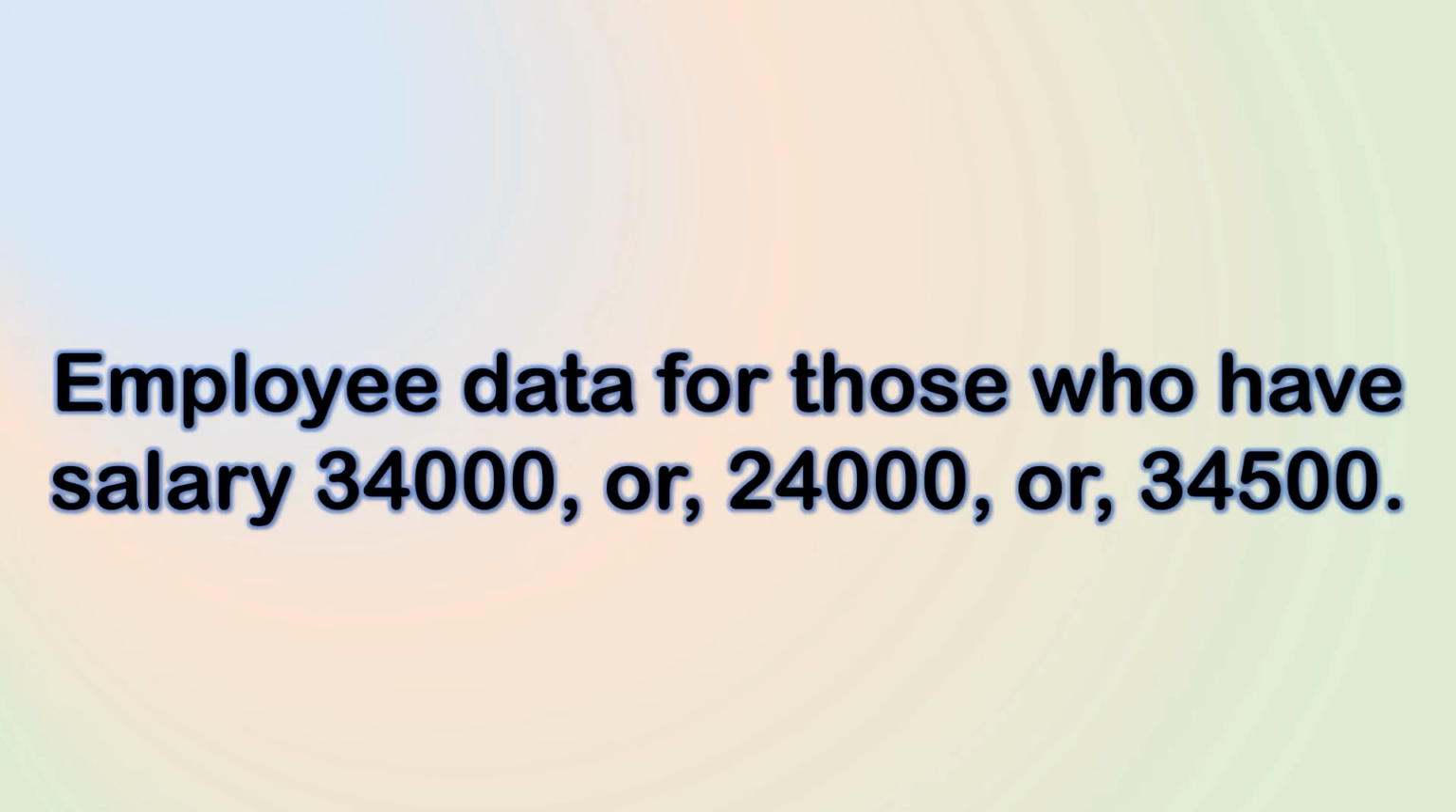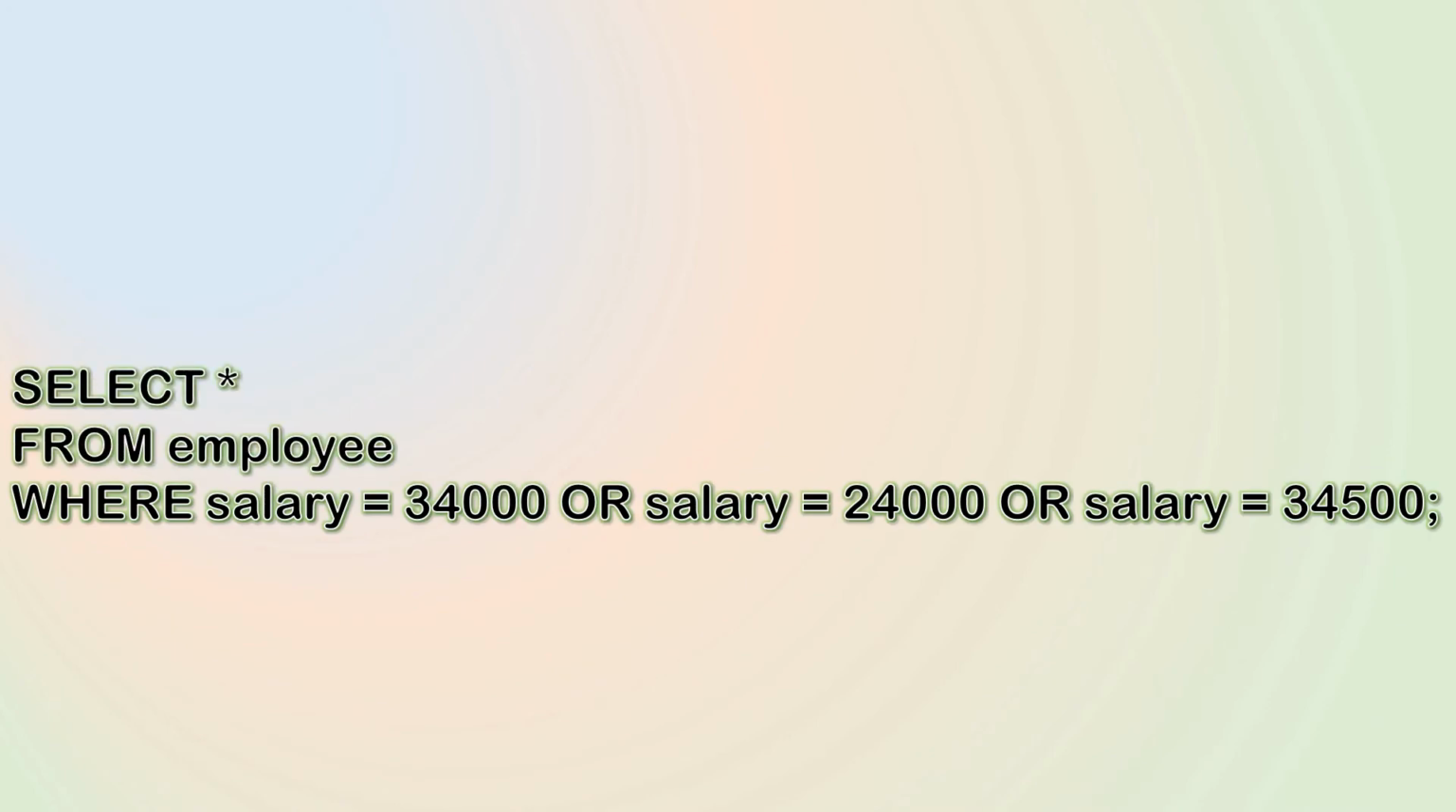For example, if we want to find employee data for those who have salary 34,000 or 24,000 or 34,500, then we usually write the query like this. But if we use the IN operator, then we can minimize our query. So let's see the query.